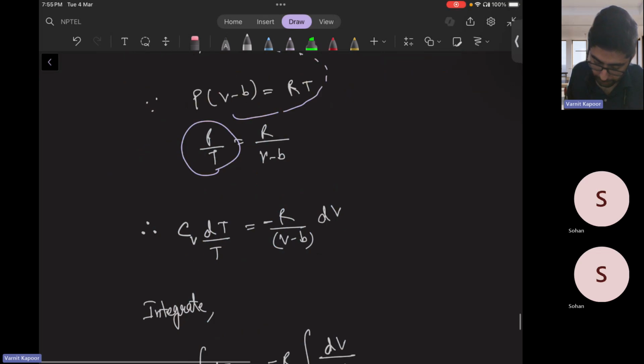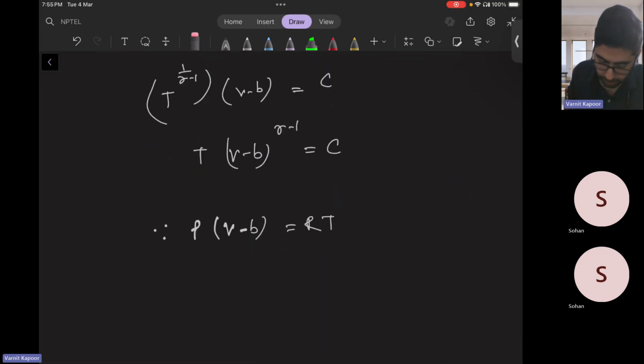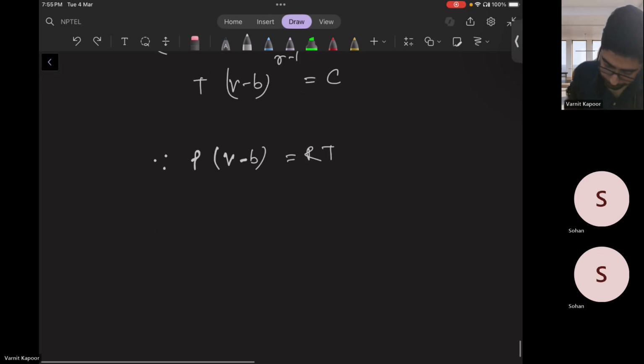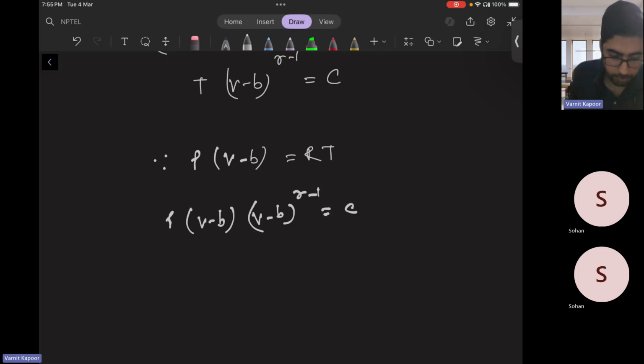P into V minus b is equal to RT. Why am I writing this? Is it fine? Now, can you put T here? Can you write this as (V minus b) to the power of gamma minus 1 is equal to constant? Can you write like this, if you multiply (V minus b) to the power of gamma minus 1 on both the sides?